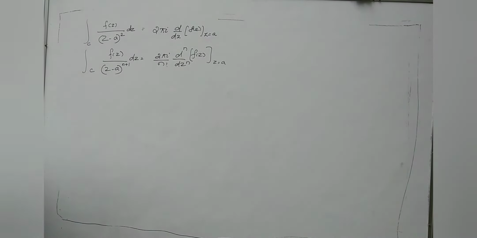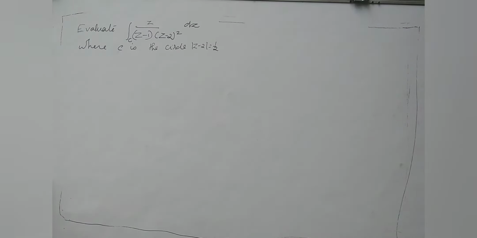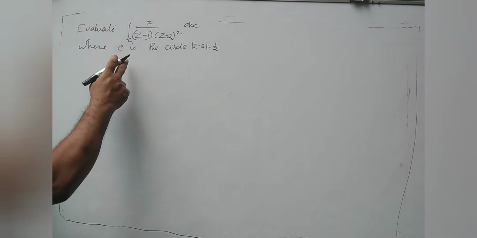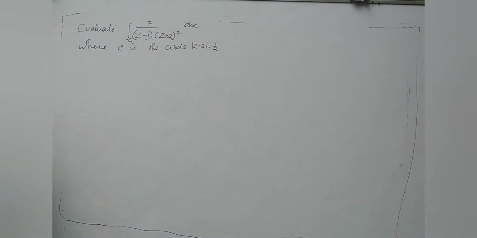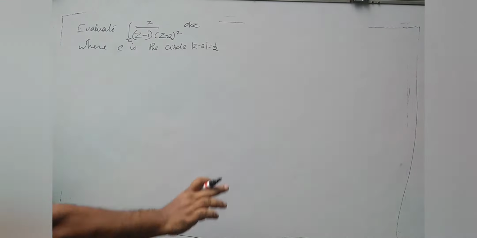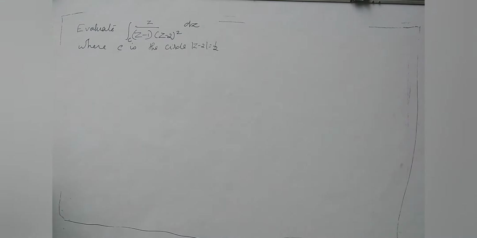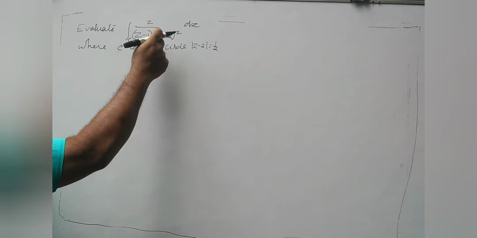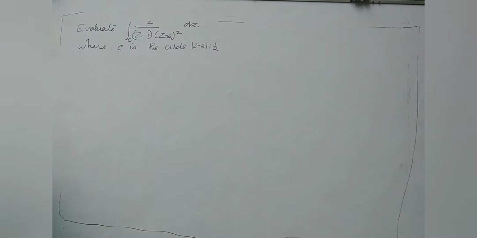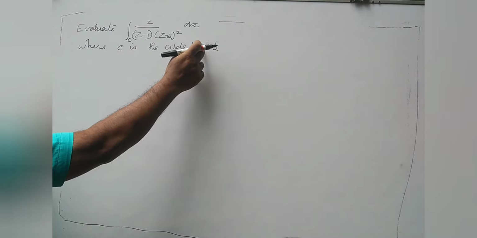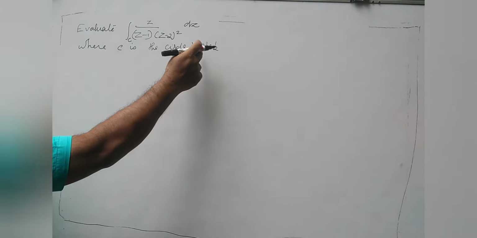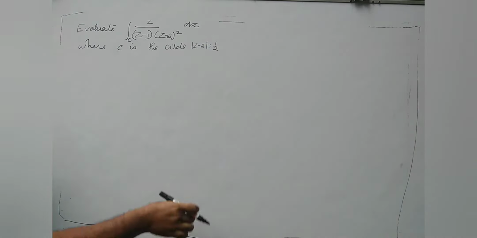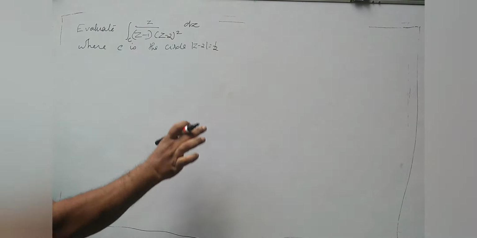So let us do one problem. Solution. This is the question: integral over C of z by (z minus 1)(z minus 2) the whole square dz. While checking, if you put z equal to 1, what will be the answer? 1 minus 2 is equal to minus 1, modulus of minus 1 is equal to 1. It is greater than 1 by 2. That means this lies outside.